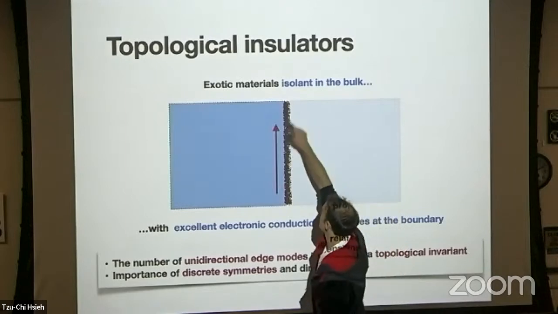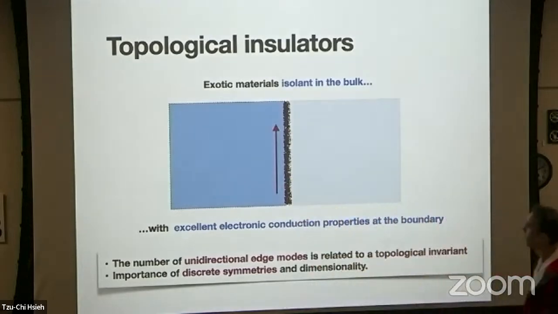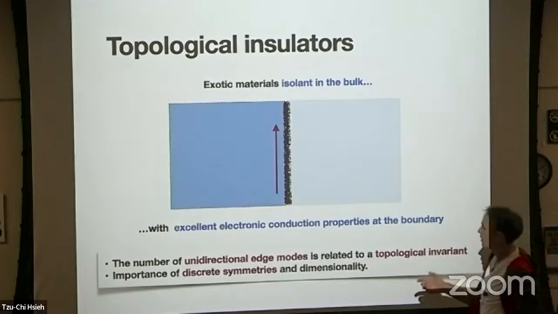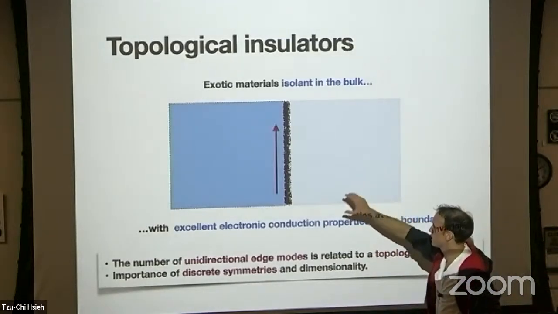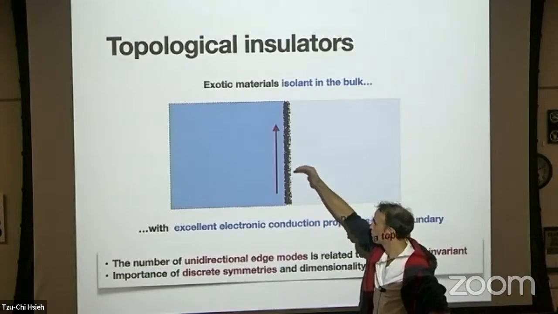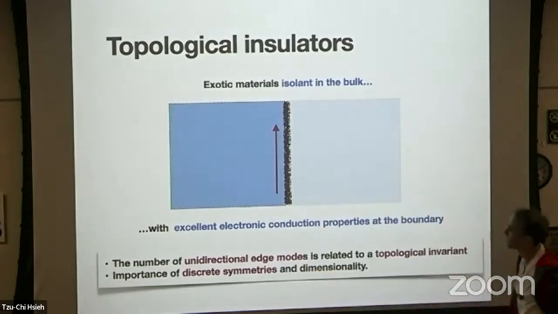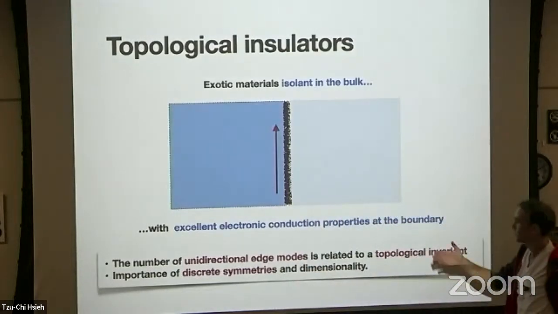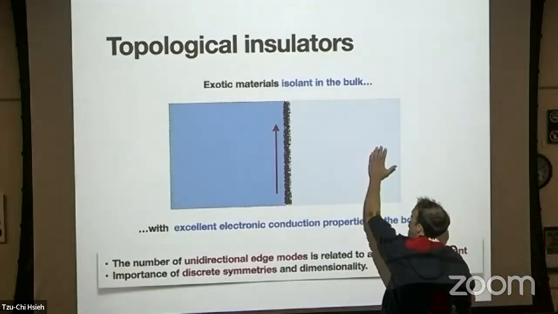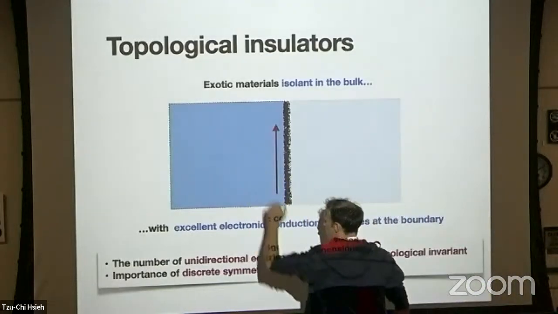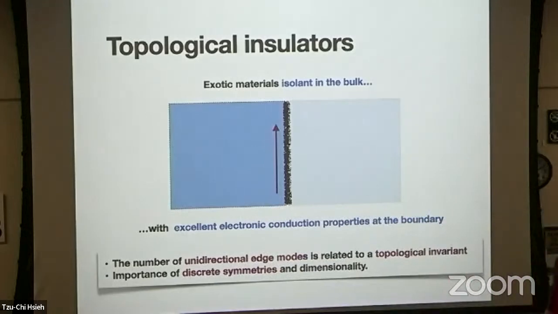This interface can be very, very corrugated. And whatever those properties, it's possible to predict that there will be one, two, three, N modes that are trapped, by computing a bulk property that depends only on this material and only on this material. So in the lecture, I will show you how to compute those bulk properties and how they are related to the existence of unidirectional modes.